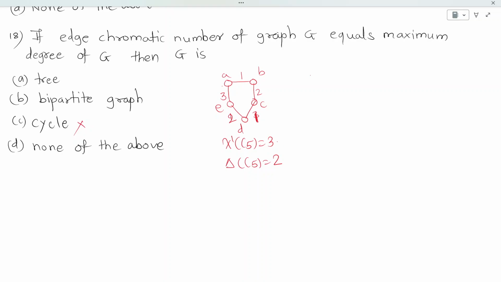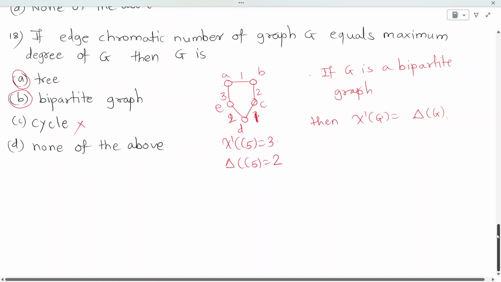So bipartite graph and tree. It can happen for a bipartite graph that edge chromatic number of a graph equals maximum degree of G. Already we have discussed this theorem: if G is a bipartite graph, then chi dash of G is equal to delta G. So option B is the correct option. Also every tree is a bipartite graph, so option A is also a correct option. So A and B both are correct options for the 18th MCQ.